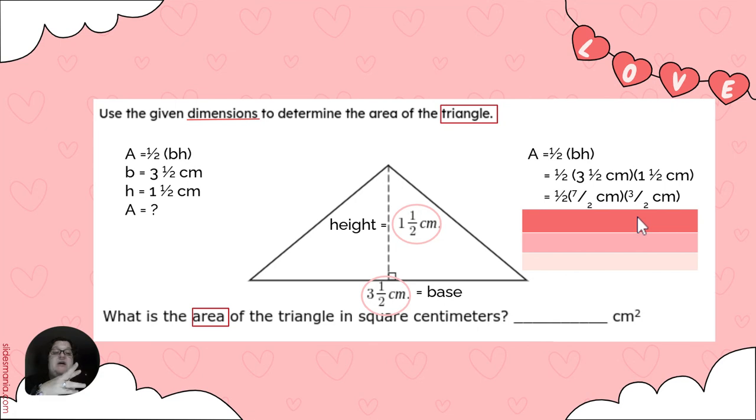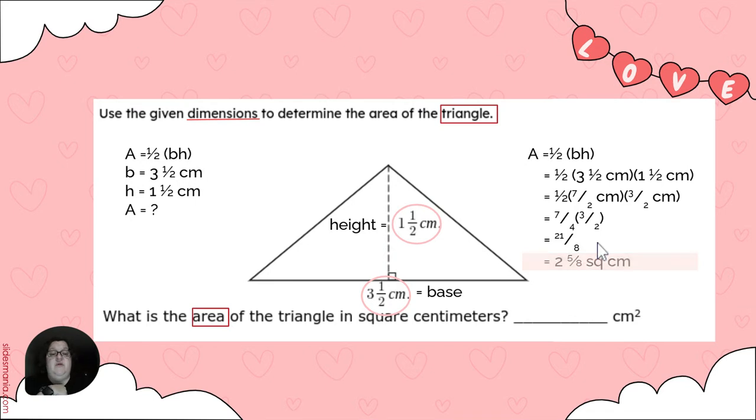And working from left to right, since it's all multiplication, I'm going to start by multiplying 1/2 times 7/2, which will give me 7/4. And then I'm going to multiply 7/4 times 3/2, which gives me 21/8. I'm then going to simplify 21/8 back into a mixed number, which is 2 5/8. So the area of our triangle in square centimeters is 2 5/8 centimeters squared.